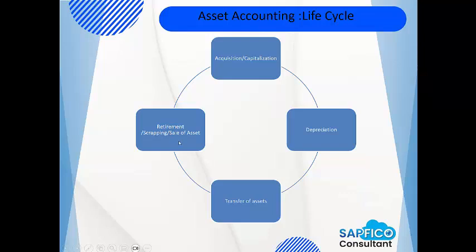And finally, there could be the retirement. At the end of the useful life, the asset is retired, or sometimes the asset is scrapped because of obsolescence, or the asset is sold before the end of its useful life. So all of these scenarios are covered in the asset accounting life cycle.